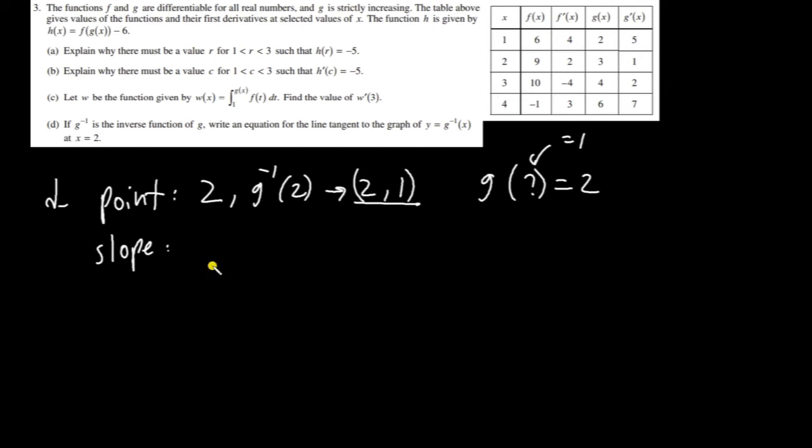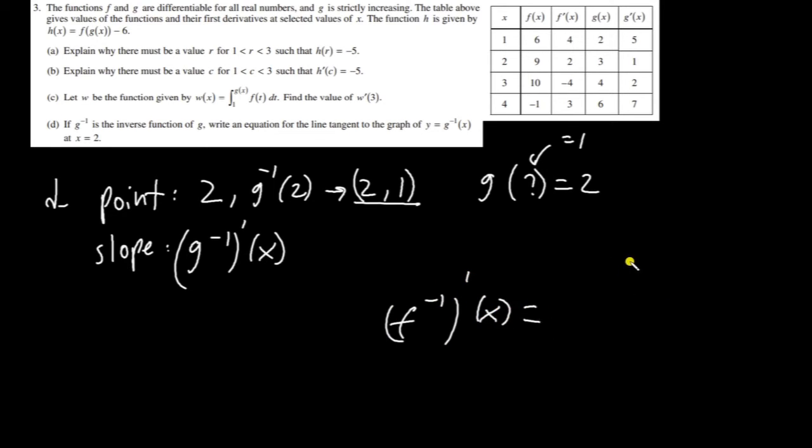So the slope, remember that since y is g negative 1 of x, the slope is going to be g negative 1 prime of x. Okay? And now to solve this, you need to know the formula for the inverse derivative. So if you have just like a general function f of x, and you want to find f negative 1 derivative of x, that's going to be 1 over f prime of f negative 1 of x. Okay, that's the formula that you got to know.